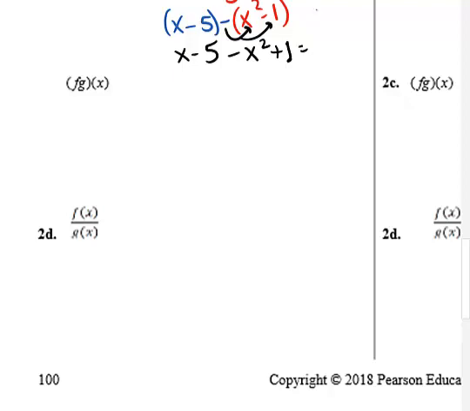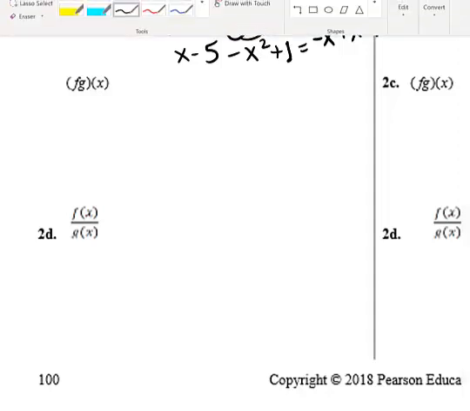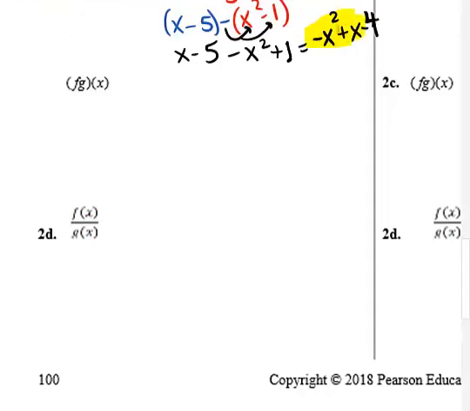Alright, now I can go ahead and combine like terms. The negative x squared does not have a like term, neither does the x, but the negative 5 and the 1 get together to make negative 4. So a little different than the previous one. It was a negative 6 because the 1 was still negative, but now the 1 became positive.